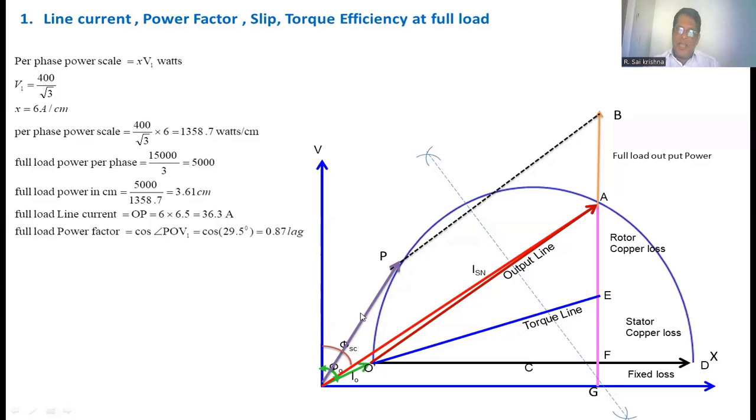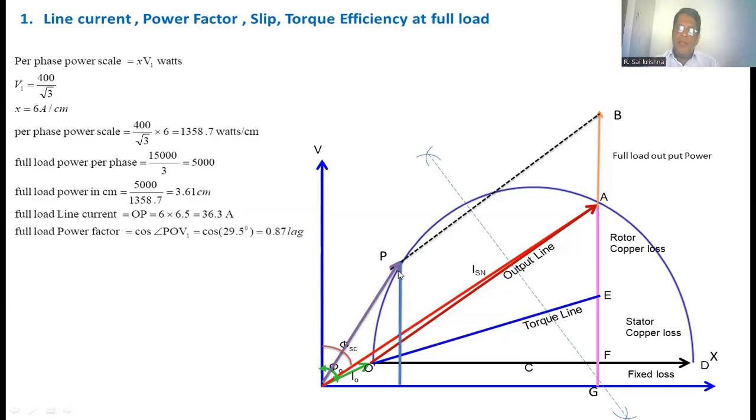This angle is the angle between the voltage and the full load current taken by the induction motor. If you measure this angle, you get 29.5 degrees. Cos of that angle is 0.87 lagging. Measure the length OP in centimeters. That length in centimeters is converted into amperes by means of the current scale. So 6 into 6.05, we get 36.3 amperes. The OP length becomes 6.05 centimeters.